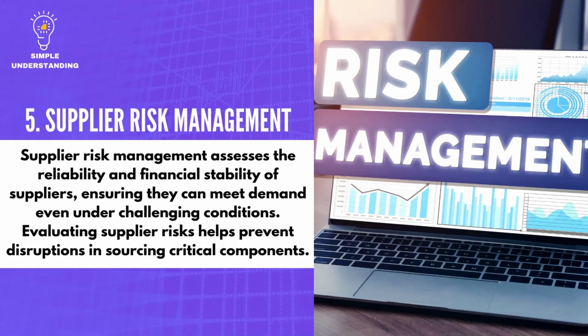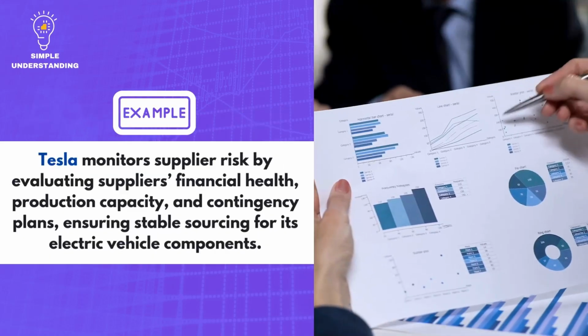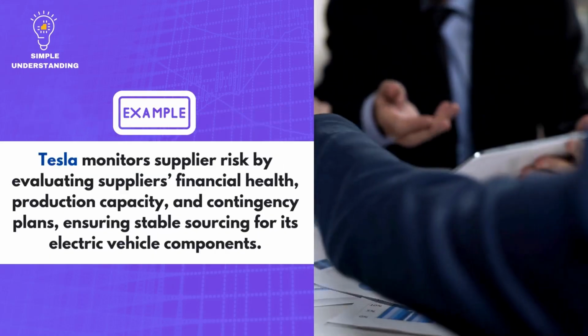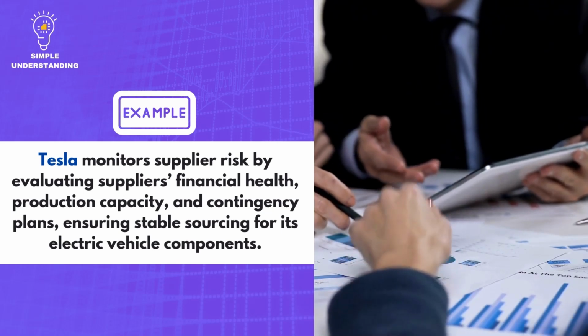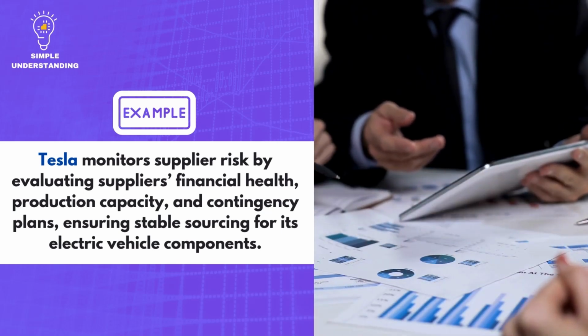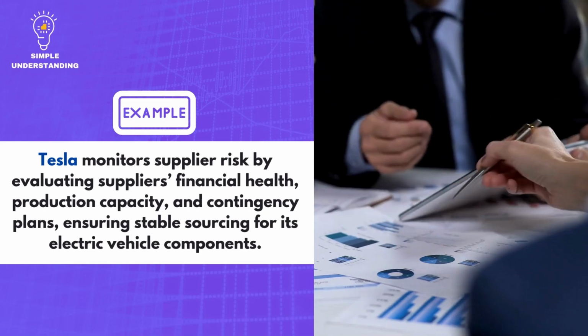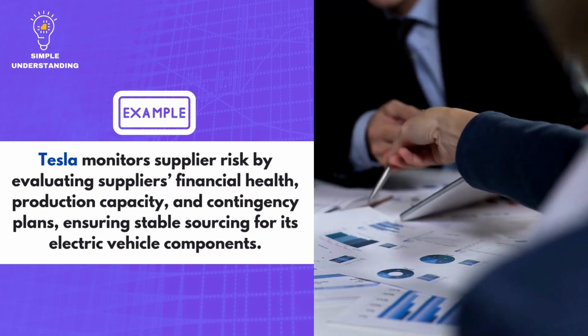Explanation. Supplier risk management assesses the reliability and financial stability of suppliers, ensuring they can meet demand even under challenging conditions. Evaluating supplier risks helps prevent disruptions in sourcing critical components. Real company example. Tesla monitors supplier risk by evaluating suppliers' financial health, production capacity, and contingency plans, ensuring stable sourcing for its electric vehicle components.